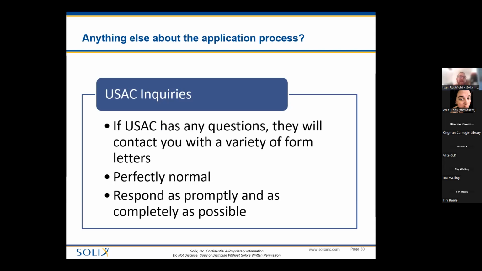If there's anything else you should know, it's that USAC sometimes has questions. Like I said, PIA, Program Integrity Assurance. They will contact you with a variety of form letters, and this is totally normal. This happens all the time. Doesn't mean you're in trouble. All you have to do is make sure you respond as promptly and completely as possible. If you have a consultant, they will help you out with that, just as I help my clients all the time. But you will get inquiries sometimes. You will get these questions about a variety of different things. And there are answers to almost all these things as long as you follow the rules.